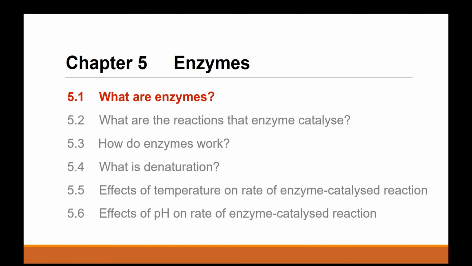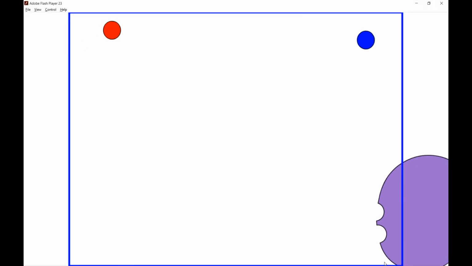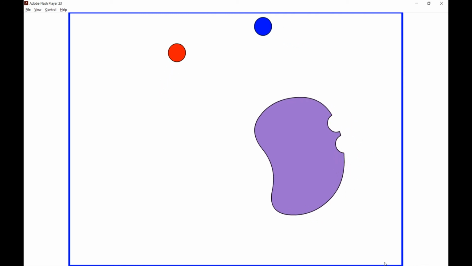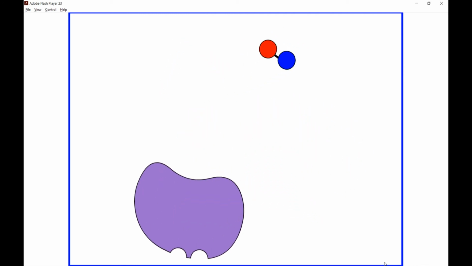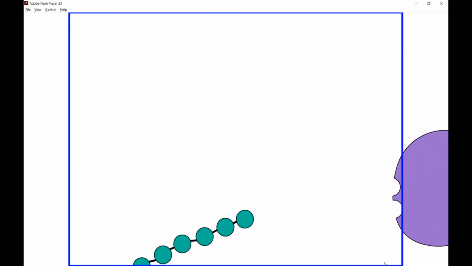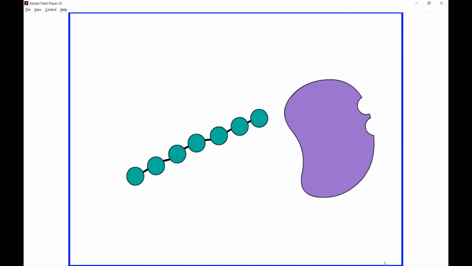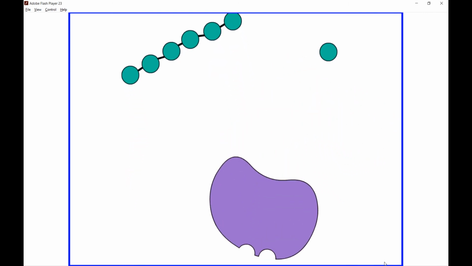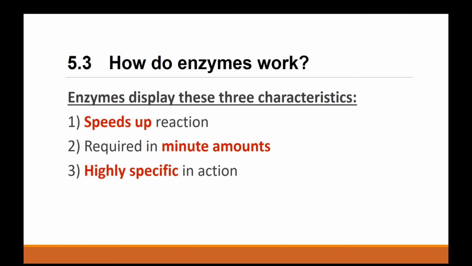Then we move on to talk about the two types of reaction that an enzyme can catalyze. One of them is when they take smaller molecules and piece them together. That's what we call the anabolic reaction. Another one is when they take a bigger molecule and break it apart into smaller ones, and that's what we call catabolic reaction. We then go on to talk a bit more about how enzymes actually function. That's when we share the three characteristics of an enzyme. Enzymes help to speed up chemical reaction, are required in small amounts, and are highly specific in action. Then we start to talk about this concept called denaturation.